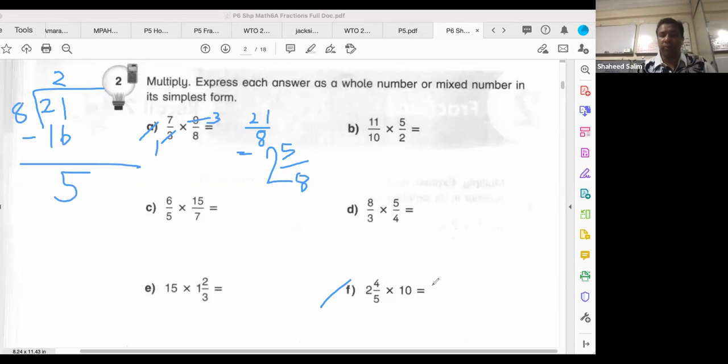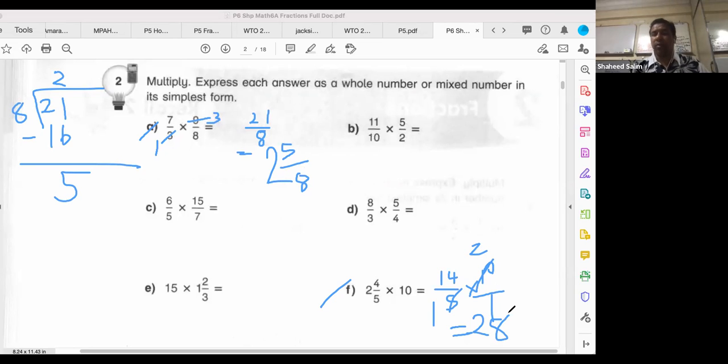Question number here now. How to do? Change to an improper fraction. 2 times 5, 10 plus 4, 14. 14 over 5 times by 10. You can reduce what? Times by 10. Divide by 5 is 2. Divide by 5 is 1. 14 times 2, 28. Correct. Well done.